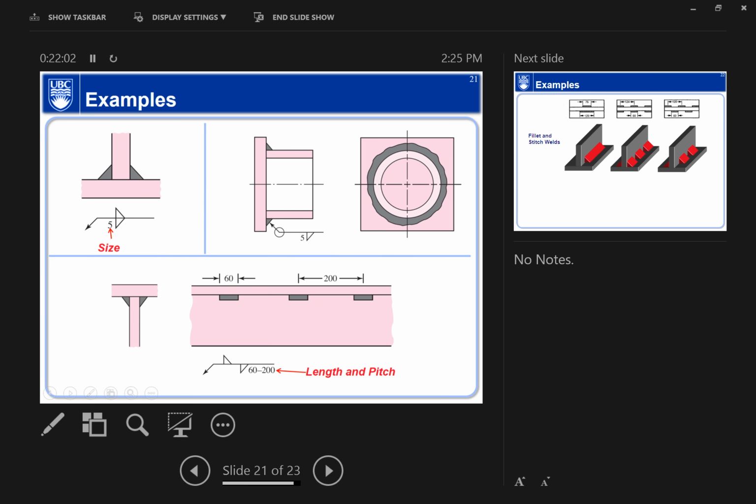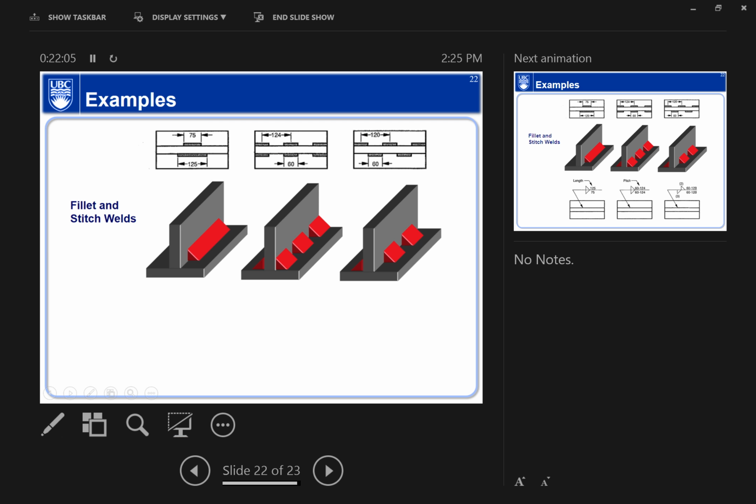So let me give you an example now. Based on what we just learned, here are 3 different types of welds.